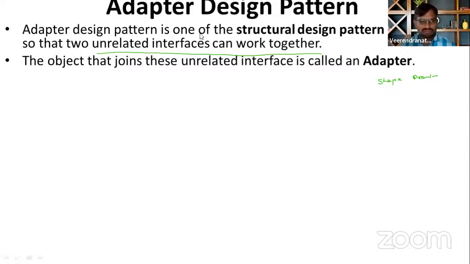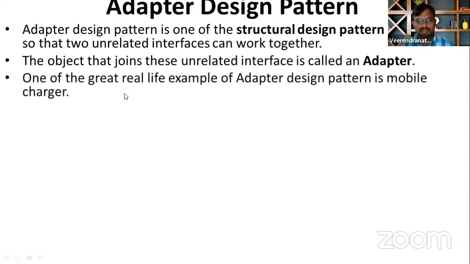Now we are going to create an object that will join the unrelated interfaces. So we are going to have an object that will join these two unrelated interfaces. That basically is called an adapter. So the adapter pattern is a pattern which will be making two unrelated interfaces work together.